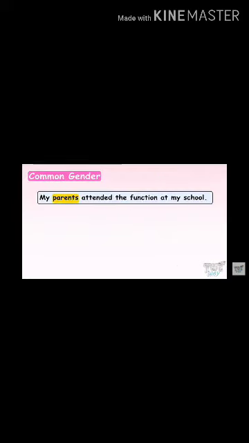Now here's another example: I have many friends. So my friend can be a girl or a boy also. So here the word friends comes under which type of gender? That is common gender. Now here you can see another example: my parents attended the function at my school. A parent can be male or female, that can be your father or mother. So the word parent is a common gender.